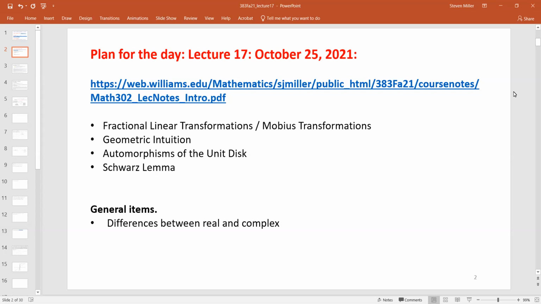Now, again, because we are plotting complex valued functions of a complex input, this is 4 dimensions, so we have to play some games to try to make the plots doable in the confines we have. We'll talk a lot about the automorphisms of the unit disk. These are maps from the unit disk to itself that are one-to-one and onto, and just what can they look like. The idea is to completely classify all automorphisms of the unit disk.